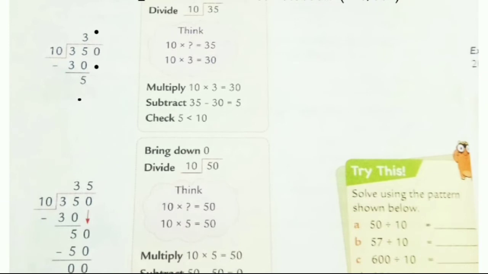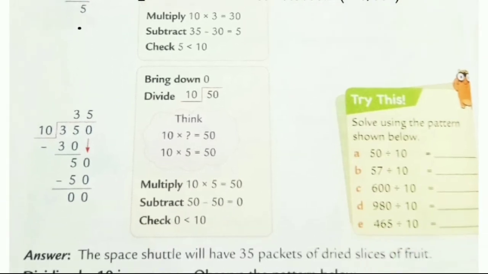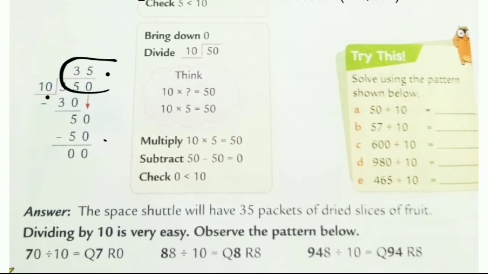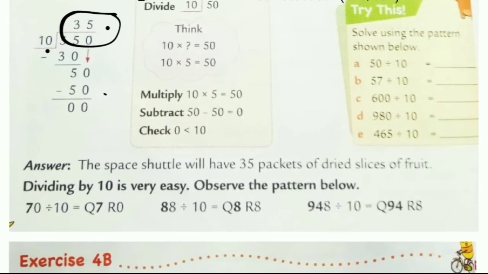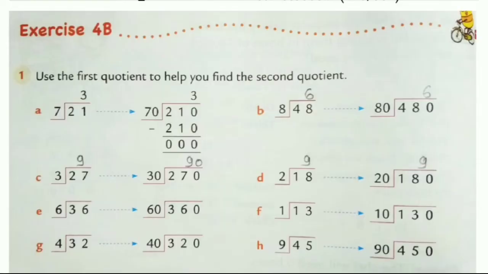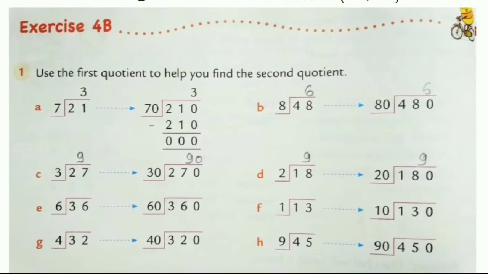Then we will write this 0. 10 fives are 50. So here we do the same thing: first decide, then divide, then multiply, then subtract, and then check. Clear? So this one question I have solved here. Use the first quotient to help you find the second. Clear? So this one is already done.